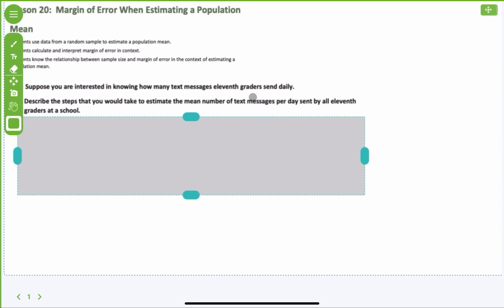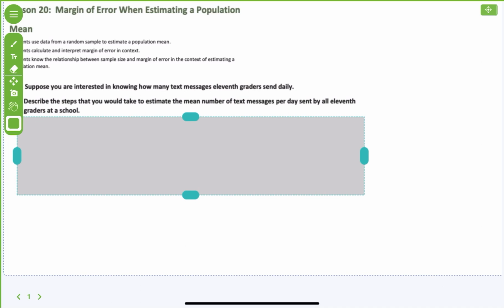Now, number 1 says, suppose you are interested in knowing how many text messages 11th graders send daily. Describe the steps that you would take to estimate the mean number of text messages per day sent by all 11th graders at a school. Now, of course, if you could get all of the 11th graders and ask them how many they send out, that would be easy for a school of our size that's very small, but a big school that has 400 in a class or more, that would be pretty tough.